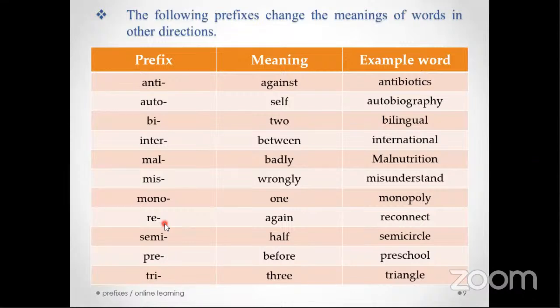Next one, the prefix re, that means again, නැවත. Reconnect, නැවත සම්බන්ධ වෙනවා. Rewrite, නැවත ලියනවා. Redo, නැවත කරනවා. Next one, semi means half. semi කියලා කියන්නේ භාගයක් කියන එකයි. Look at this one, semicircle, right?